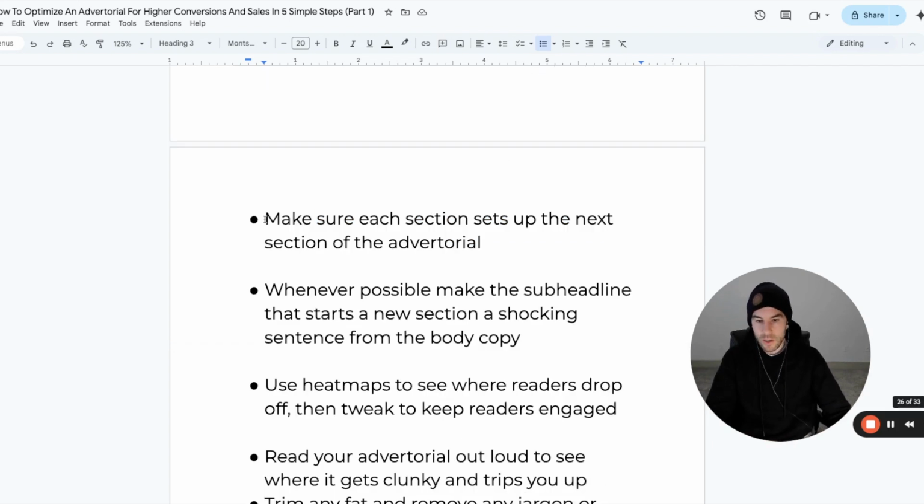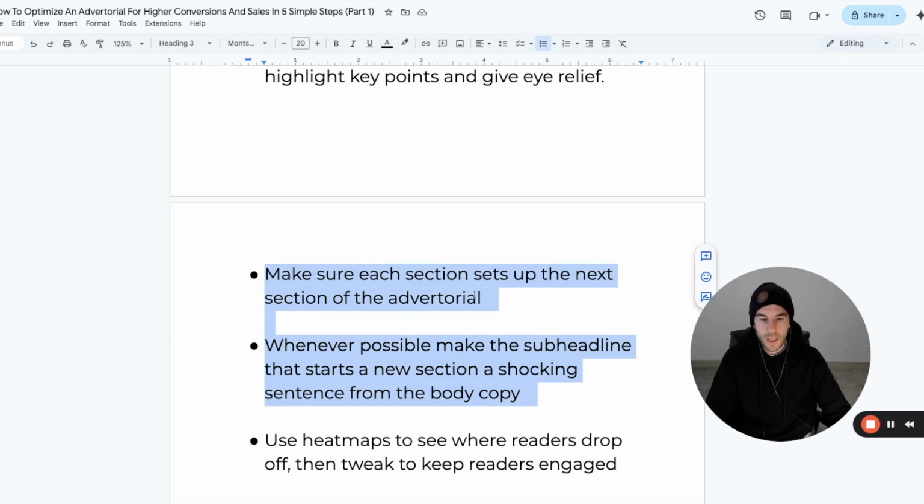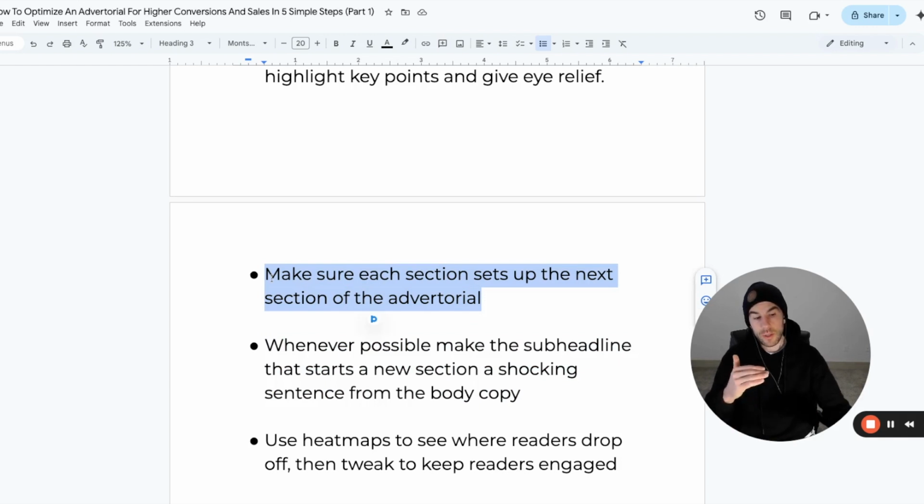The next thing is make sure each section sets up the next section of the advertorial. Make sure the subheadline that starts a new section has a shocking sentence from the body copy. What I mean by these two bullets here is that you want to tease the next section you're transitioning to at the end of this section.